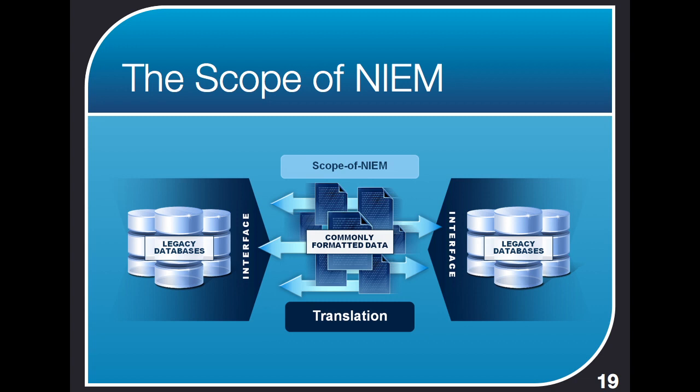The middle part there is the scope of the NIEM, commonly formatted data. The NIEM is about the payload document, the instance document, the XML document with XML info in it. Everything else is out of scope. Your legacy databases are out of scope for the NIEM. NIEM doesn't care. Your interfaces between legacy databases and creating the XML are out of scope as well. And what layers of messaging protocol you wrap around the payload document to send it from place to place, again, the NIEM just doesn't care. It's out of scope.